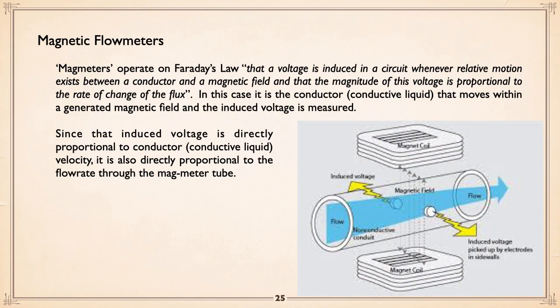Now, how do mag meters work? Remember Faraday? Voltage is induced in a circuit whenever relative motion exists between a conductor and a magnetic field, and the magnitude of this voltage is proportional to the rate of change of the flux. Well, we have a conductor, it's the fluid. So all we need to do is create a magnetic field, and then sense the voltage that we've created. The conductive fluid moving through the pipe runs through a magnetic field, and it will induce a voltage, and we measure that voltage. And since the voltage is proportional to the velocity of the conductive fluid, it's directly proportional to the flow rate through the mag tube.